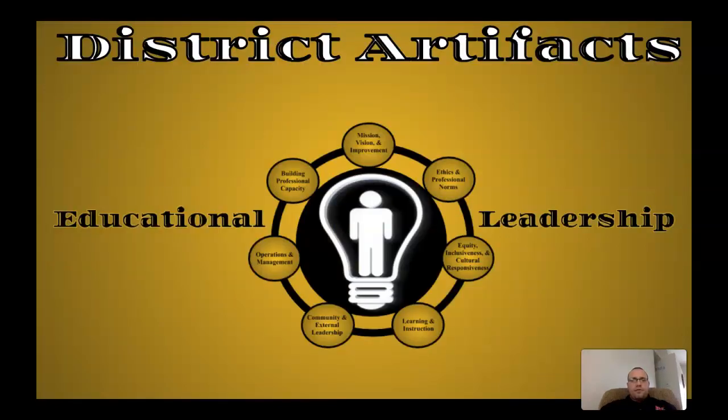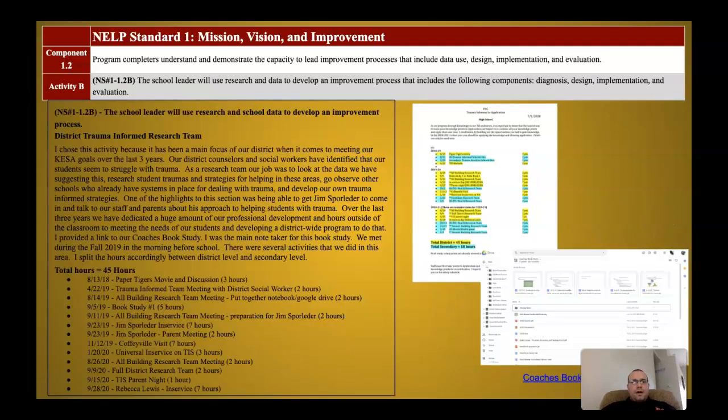For my district artifacts, one of the components that I met was 1.2b. The school teacher will use research and data to develop an improvement process. Along with being part of the high school trauma-informed research team, I was also part of the district trauma-informed research team.